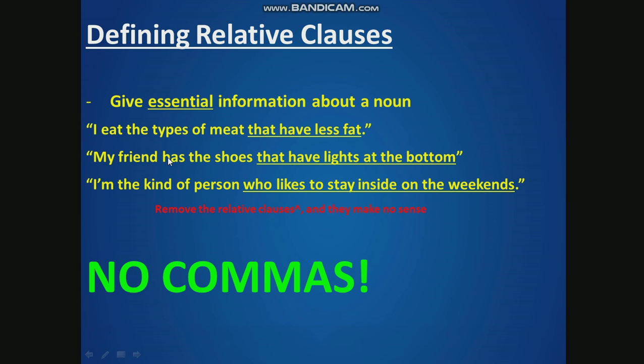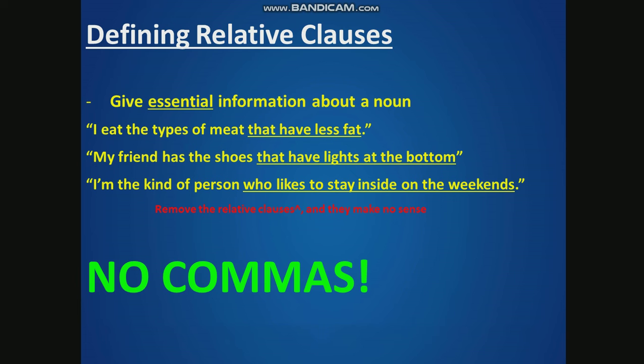For example, I eat the types of meat that have less fat. Let's say we remove this part, that have less fat. I eat the types of meat. It doesn't make any sense now. It loses its meaning. It loses its context. I eat the types of meat. Doesn't make sense. That have less fat defined the meat that we eat. I eat the types of meat that have less fat.